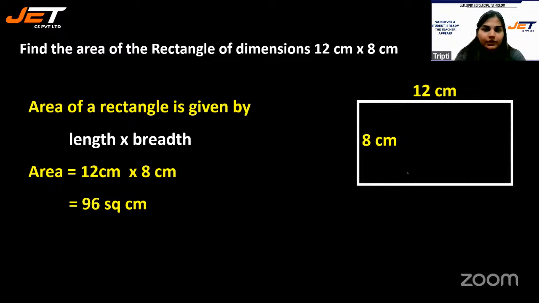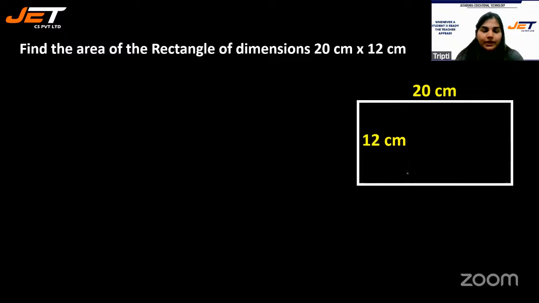Okay, we will do the next one. We always calculate the area in square units. Find the area of this rectangle whose dimensions are 20 centimeters and 12 centimeters.